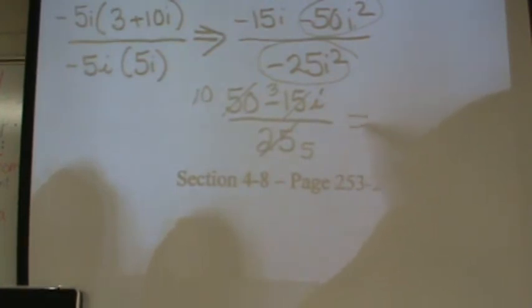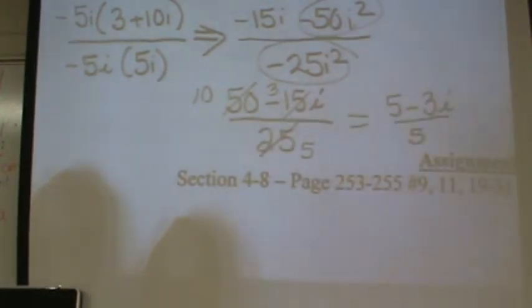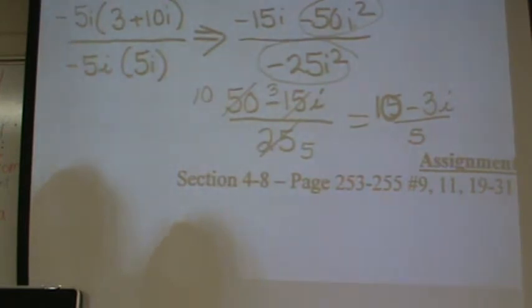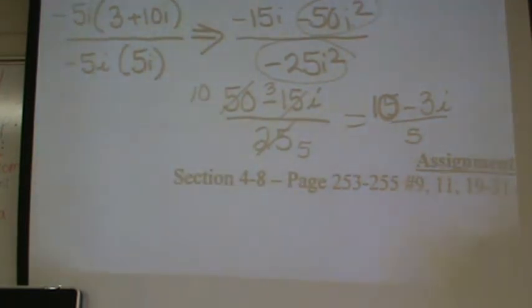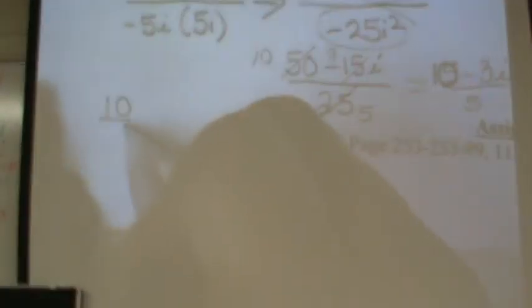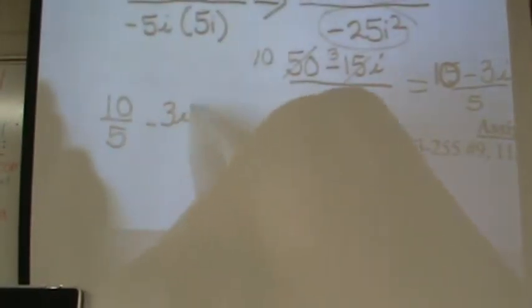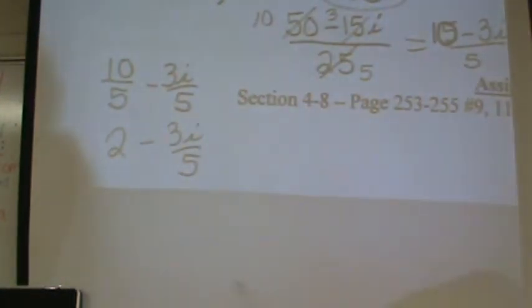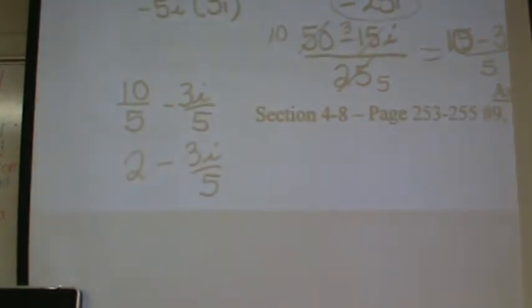So your best answer is 10 minus 3i over 5. Whoops, I'm sorry, 10. That's your best answer. Now some people will separate these and write 10 over 5 minus 3i over 5, and then they'll write 2 minus 3i over 5. You can do that, that's the same answer, it's just simplified differently.